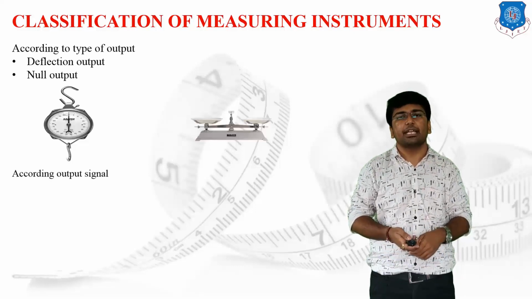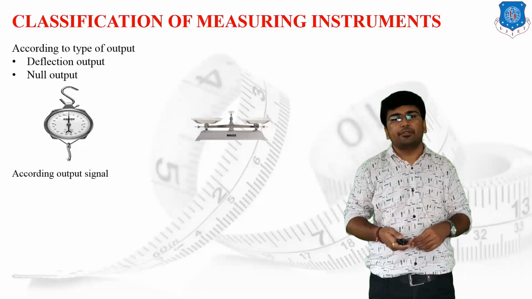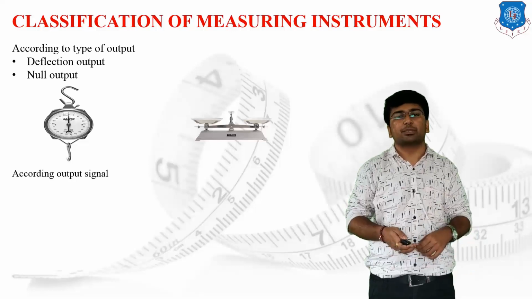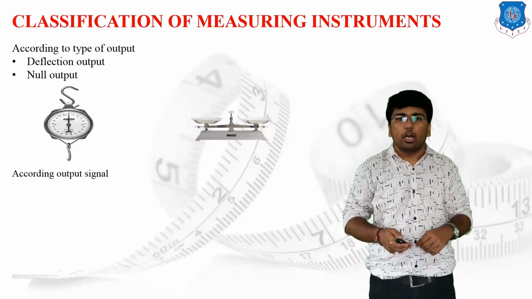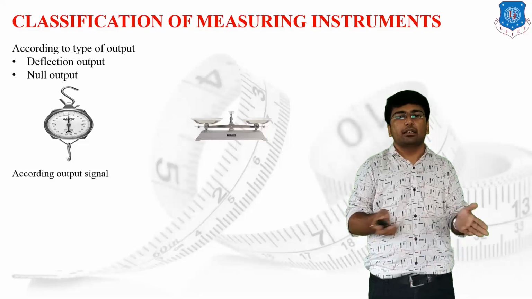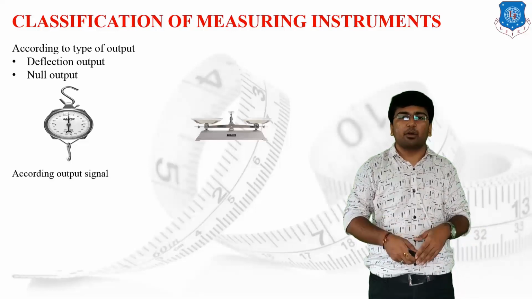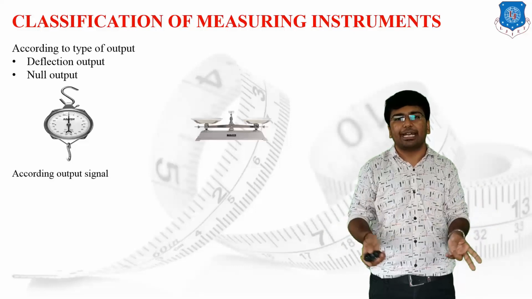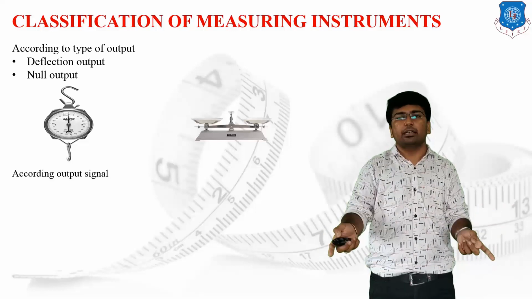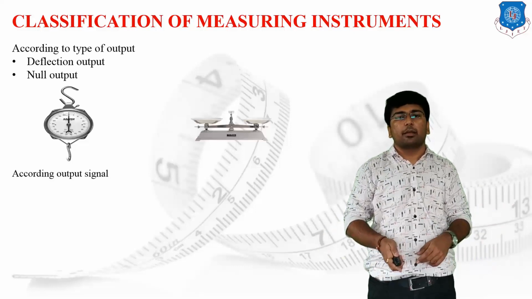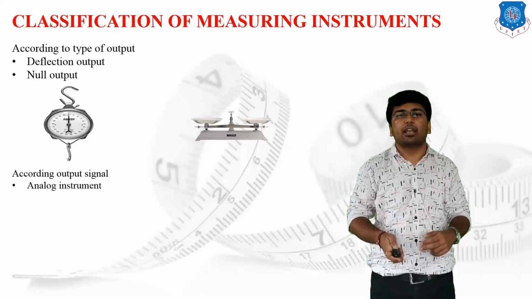The second category, or we can say the next category in which we have classified the measuring instrument, is based on the output signal. According to the output signal, we have classified the instrument into two different categories, the analog instrument and the digital instrument. The first one is the analog instrument.